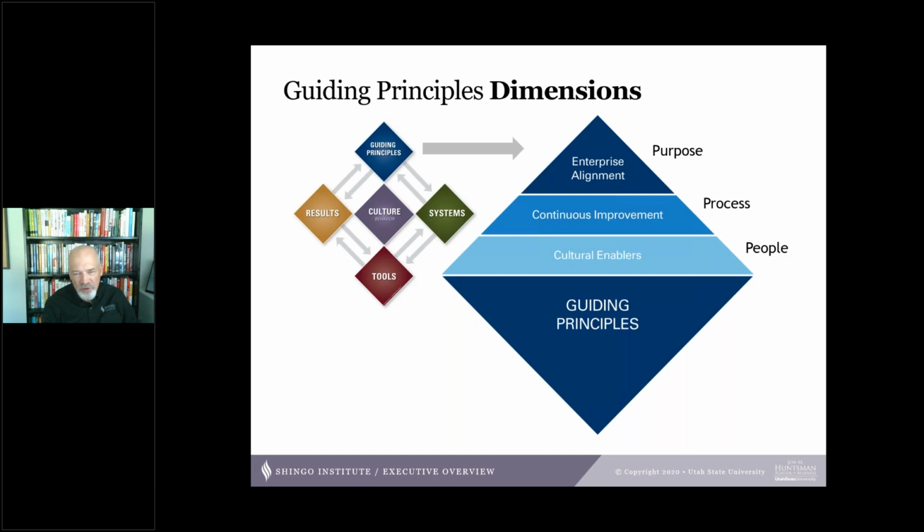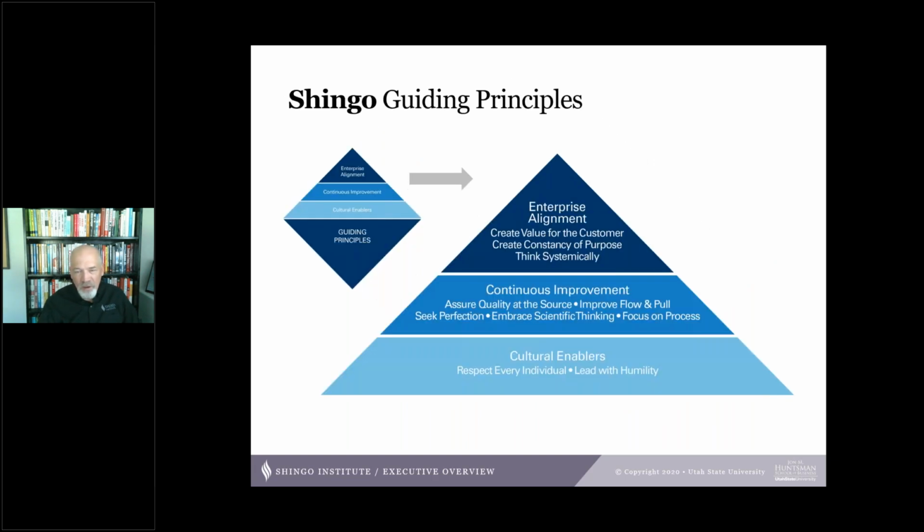One is cultural enablers. How do you create the right kind of culture? The second dimension is continuous improvement. These are the principles that guide the actual improvement process. And then the third dimension is enterprise alignment. How do you get all of your improvement efforts focused on something? And in this case, it's a focus on the customer and focus on the good of the whole organization.